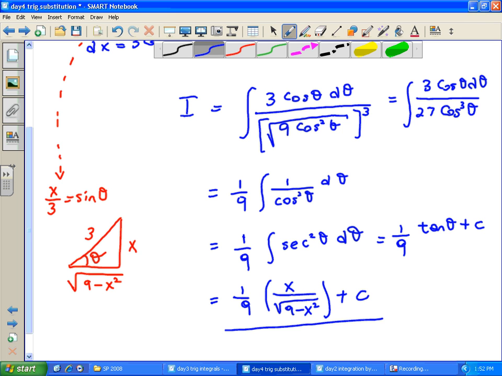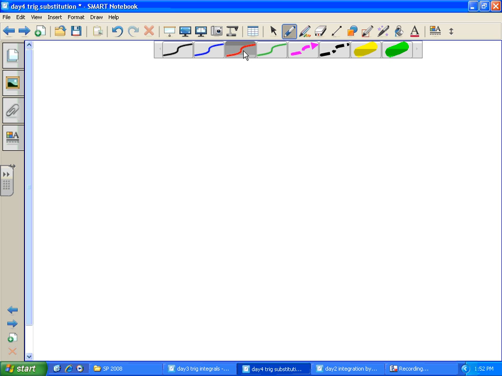Okay, let's try this one. Find the integral of the square root of 25 minus t squared. For this question, I'm going to give you a hint because there's going to be a point where you need to know a certain identity, and that one I don't expect you to know, so I'm going to give it to you.